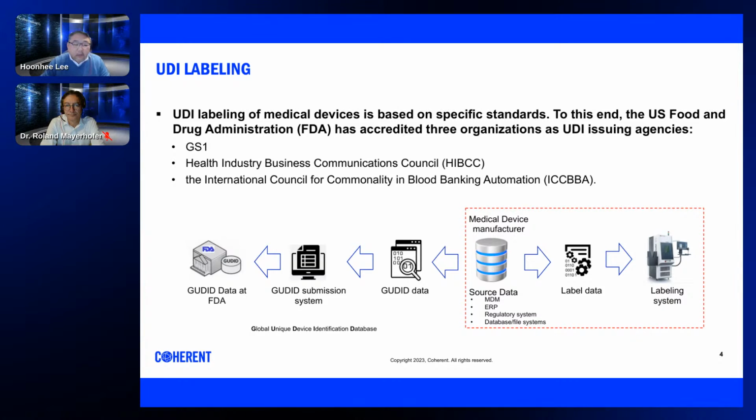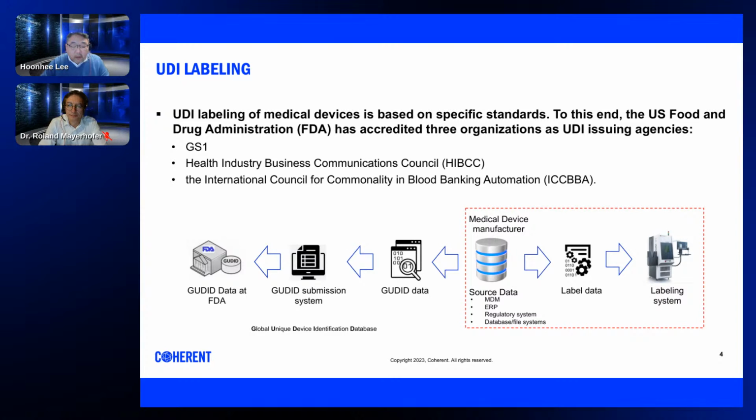In the US, there are three accredited organizations for UDI issuing: GS1, HIBCC, and ICCBBA. As mentioned earlier, depending on the agency, required data and formats are different.